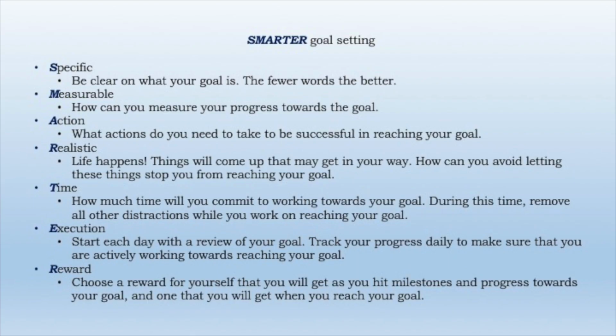Now, this is an acrostic. The S is specific. It means that you need to be clear on what your goal is. All right. Now, the M is for measurable. How can you measure your progress? So not just this general thing of like, do better or be good, but how good, how much better? How are you going to measure when you reach this goal?